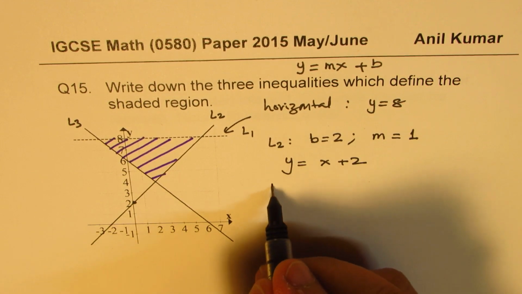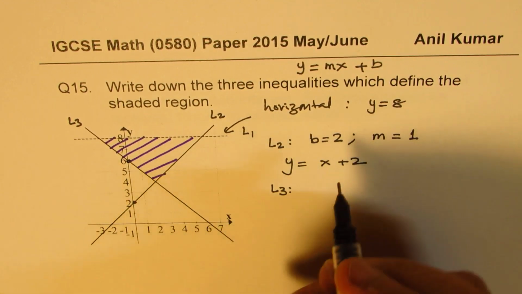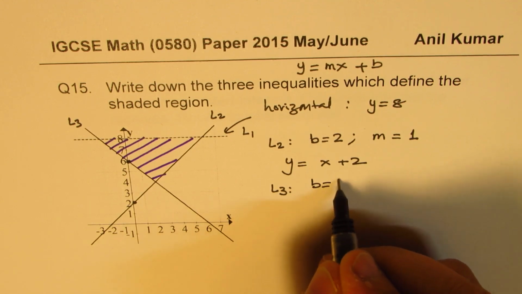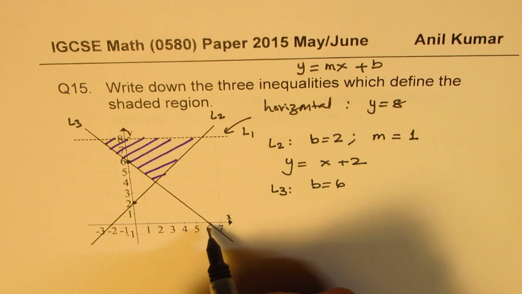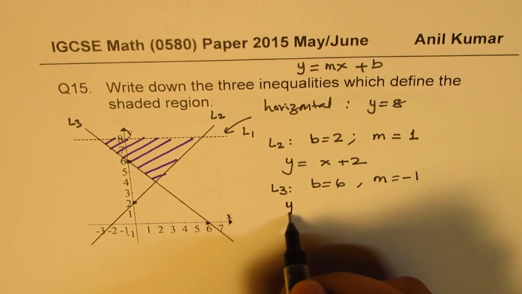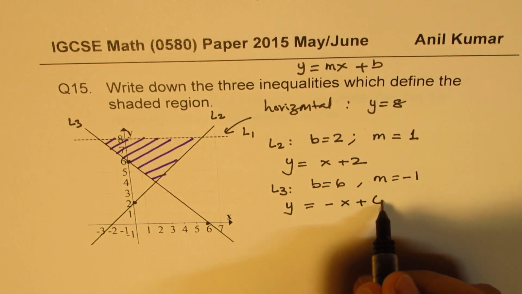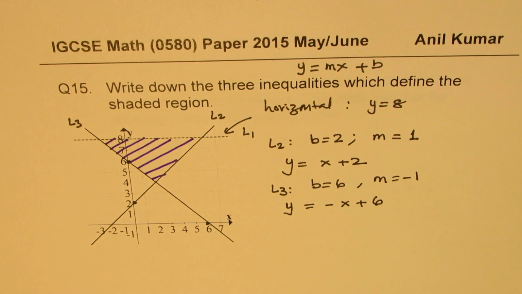Now let's look into line 3. Line 3 has a y-intercept of 6, and the slope m is minus 1. So the equation is y equals minus x plus 6. Correct? So we get all our equations.